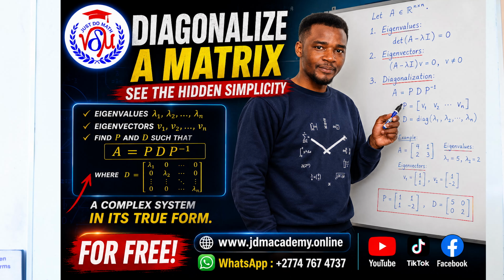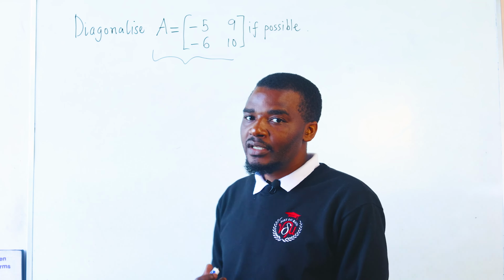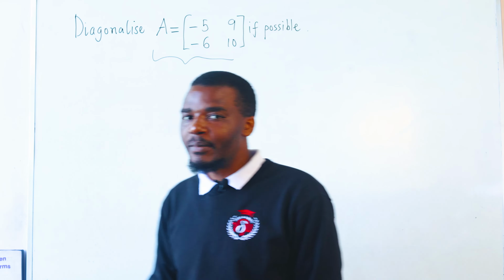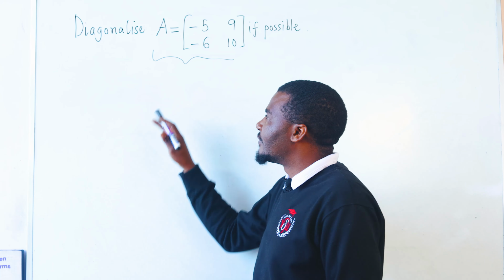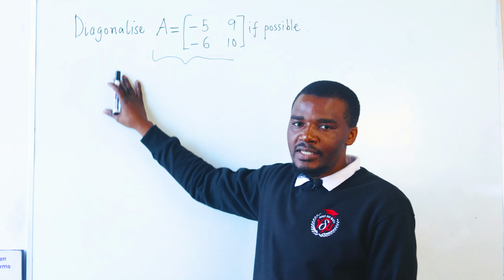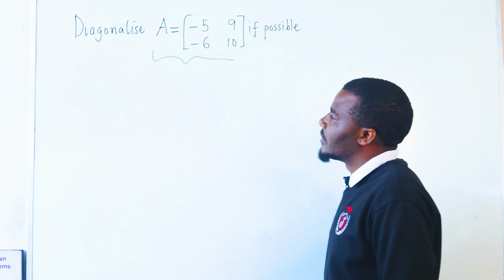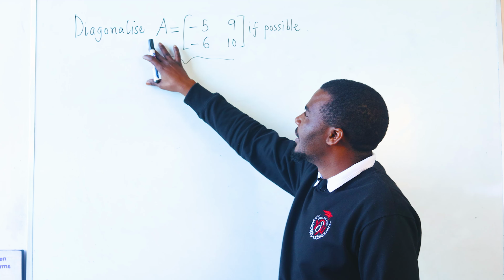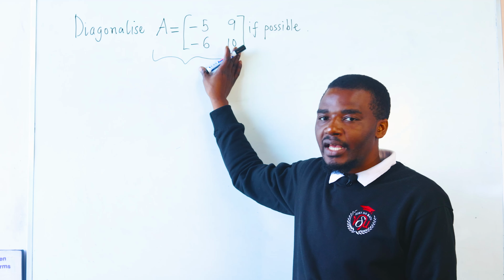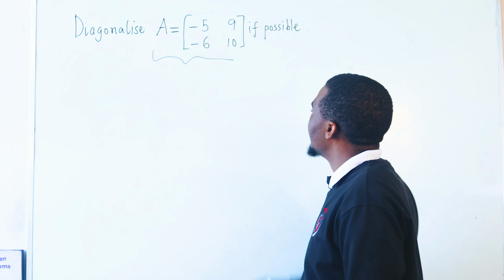Okay, so we've got a question here. This is for linear algebra. Those of you who are doing advanced engineering mathematics might have encountered this kind of question. What do we have here? They say diagonalize A, and this is matrix A. It's a 2 by 2 matrix, if possible. So how are we going to diagonalize this kind of a matrix?